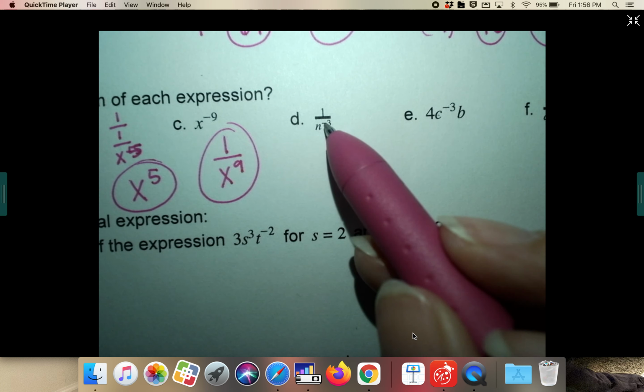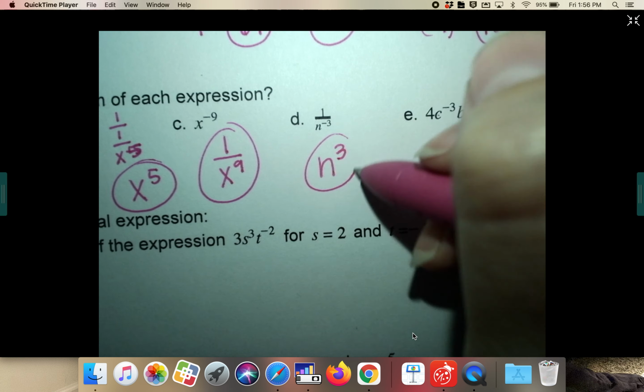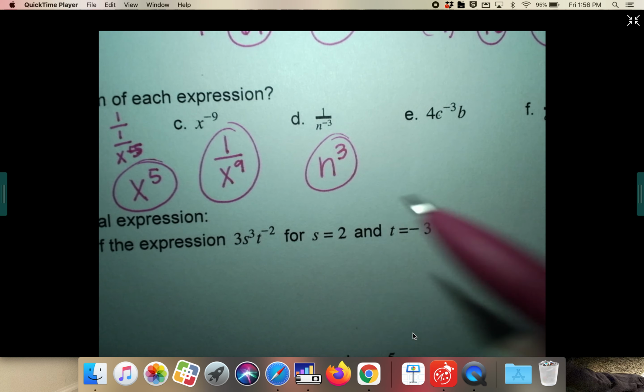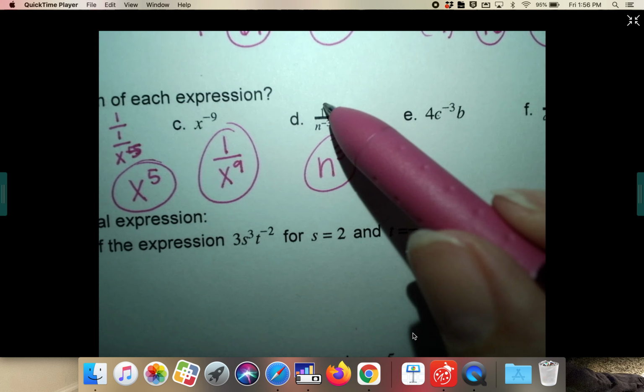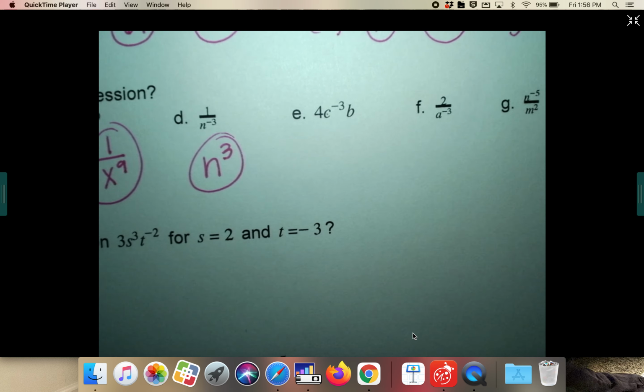Okay, here's another one. It was on the bottom. We're going to flip it up to the top and make it positive. And again, you don't need to put it over 1, even though we did move it up to the top. That's just understood.